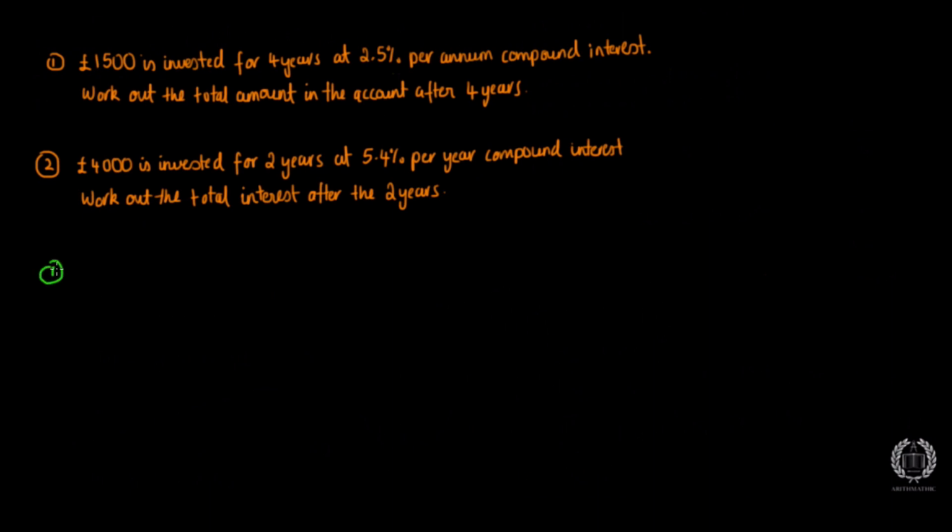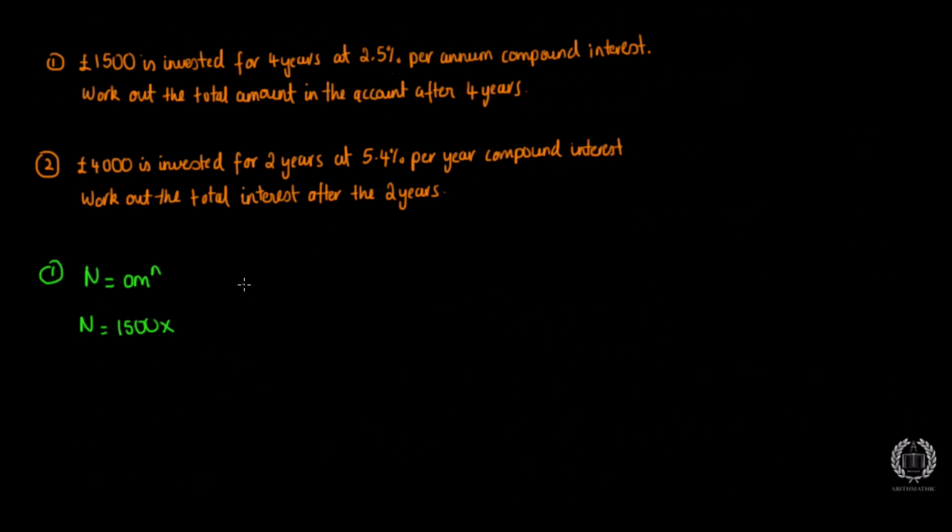So the first question that we have is £1,500 is invested for 4 years at 2.5% per annum compound interest. Work out the total amount in the account after 4 years. So if I'm going to use my NOM formula, I know that I want to find the final value. So my original value is 1,500 times my multiplier.